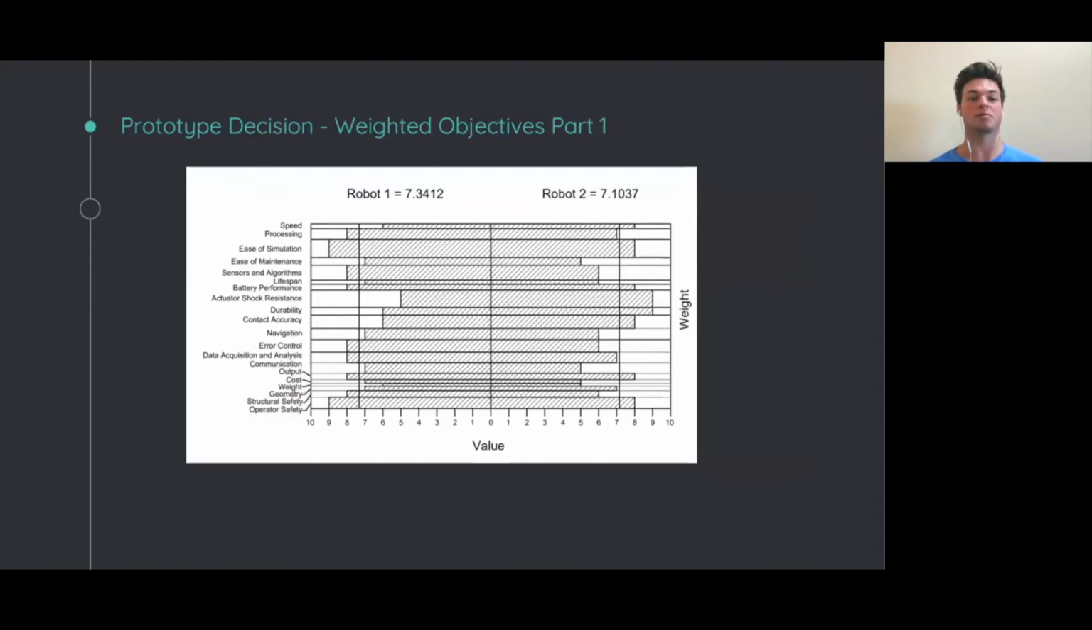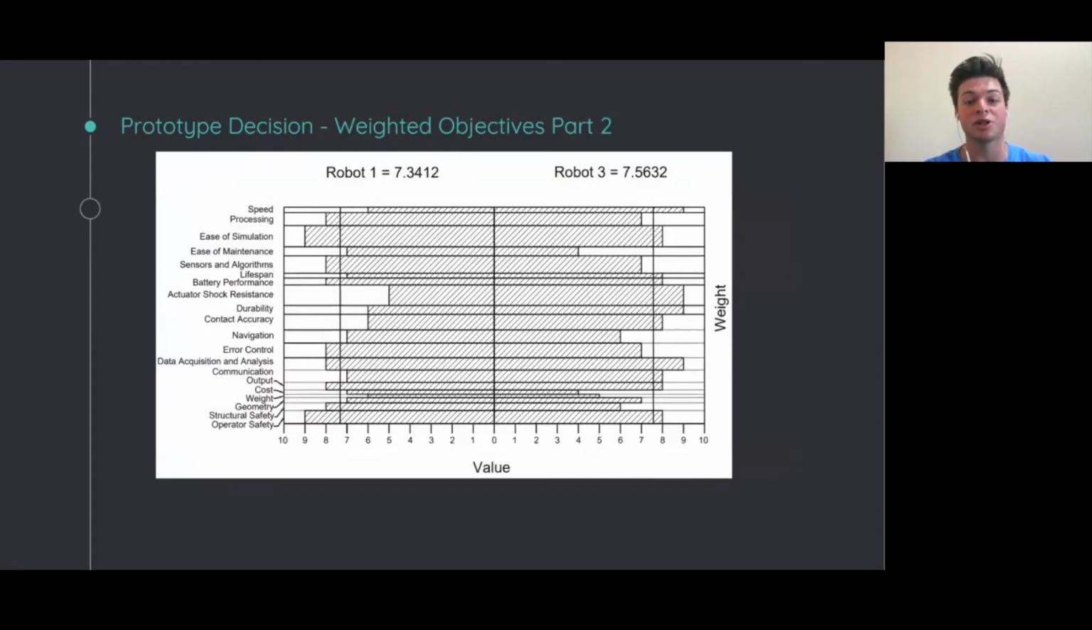Using the requirements from the objective tree method and scoring the importance of each requirement, we could utilize the weighted objective method to compare the robots against one another and determine the best design of the three listed in the morphological chart. So this first slide illustrates the comparison between the first two robots. And as we can see, robot 1, in this case, scored better than robot 2.